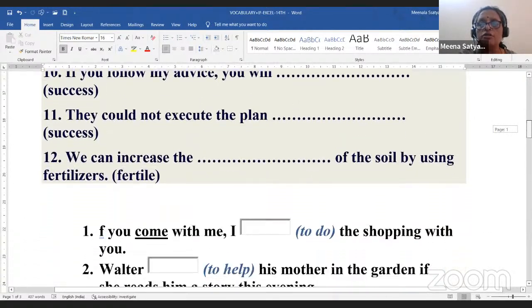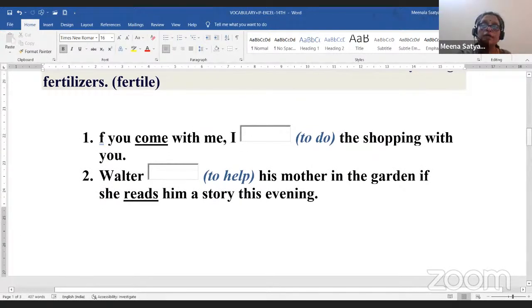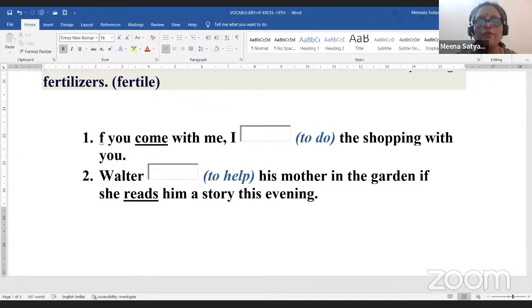Now, there are certain questions in the grammar part that have been asked in this manner too, using the if. Yes. If you come with me, I will do the shopping for you. Walter will help his mother in the garden if she reads him a story in the evening. There is something that is very similar over here. Now, let's go to the next one.